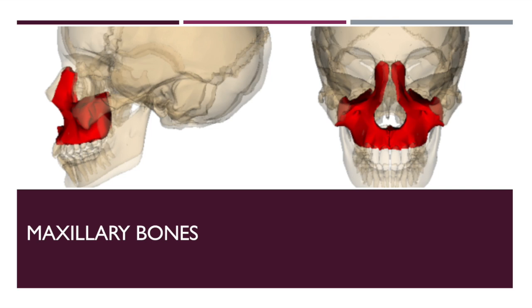Each maxillary bone consists of 5 parts: a body, a zygomatic process, a frontal process, a palatine process, and an alveolar process. The palatine process extends posteriorly in a horizontal plane to join or articulate with the palatine bone and actually forms the greater anterior portion of the hard palate or roof of the mouth.